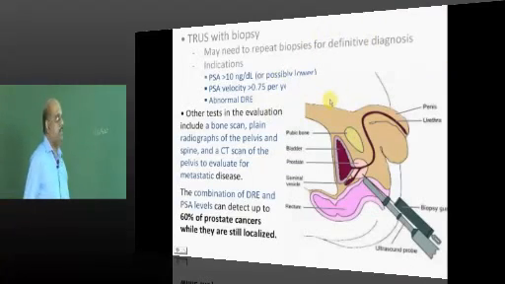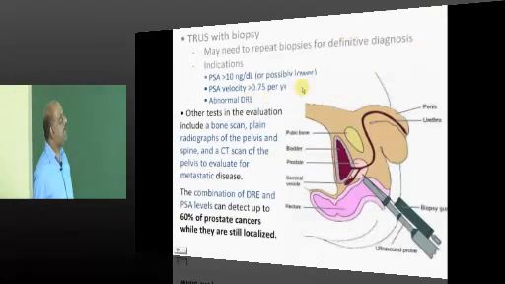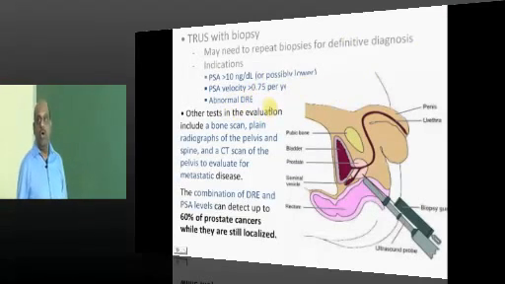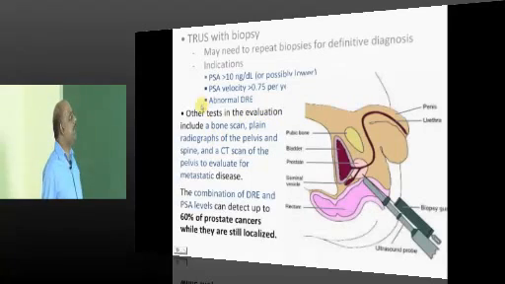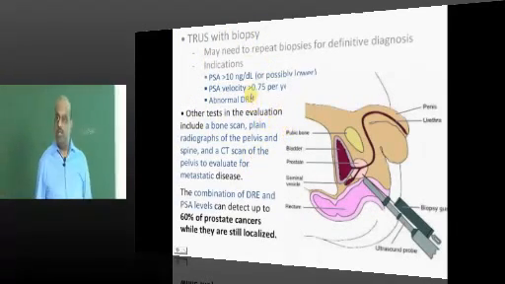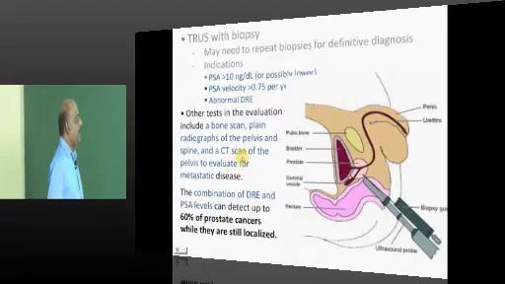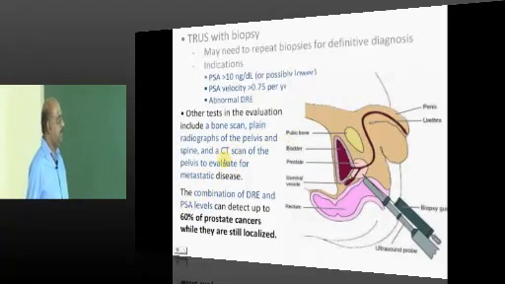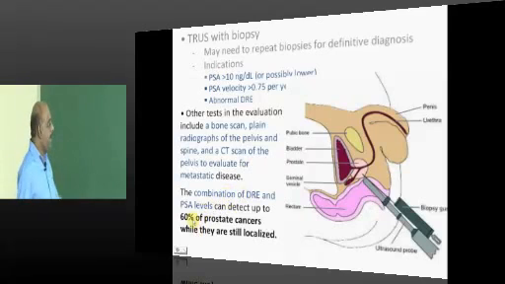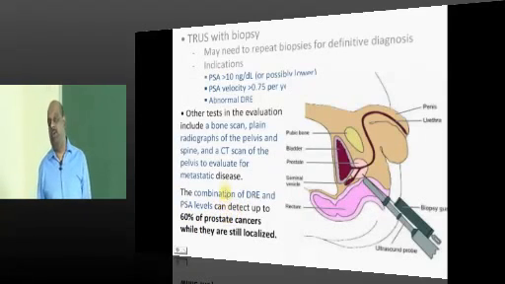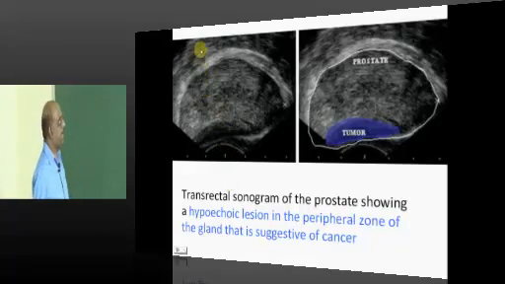PSA more than 10, PSA velocity greater than 0.75 per year, or any abnormal digital rectal examination becomes an indication for TRUS with biopsy. We also do bone scan, plain radiograph of the pelvis. We combine DRE with the PSA, which can find out about 60% of prostate cancers.